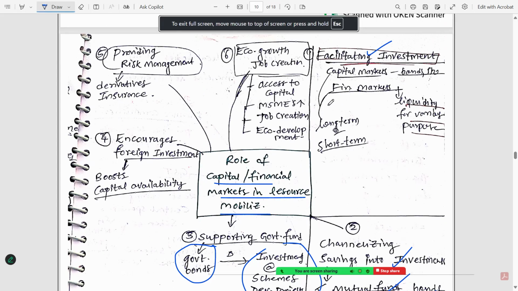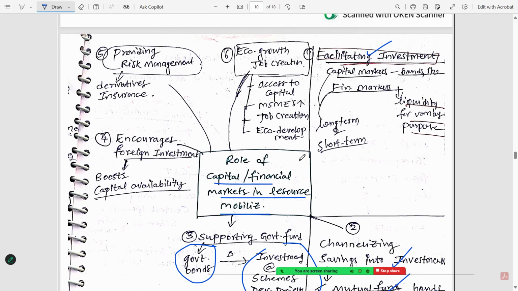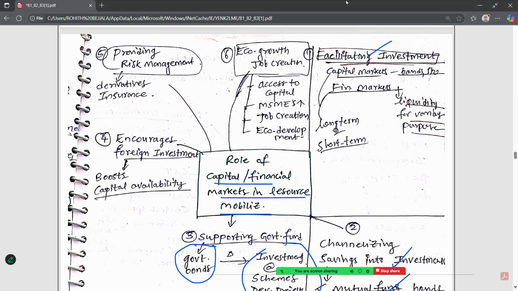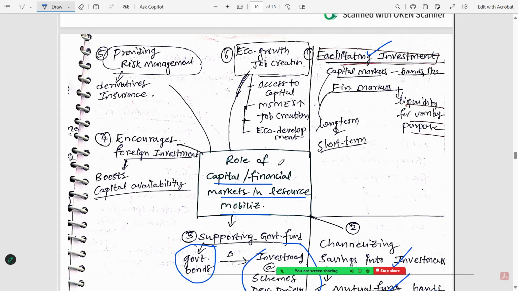Encourages foreign investments also. Why? Yes, there are certain resources, and the money is transferring from one institution to another institution, from one pocket to another pocket. In that way, investors in a foreign country will think that if we invest in India and the returns are more, then they will invest more. So the capital and financial markets will help in certain aspects.